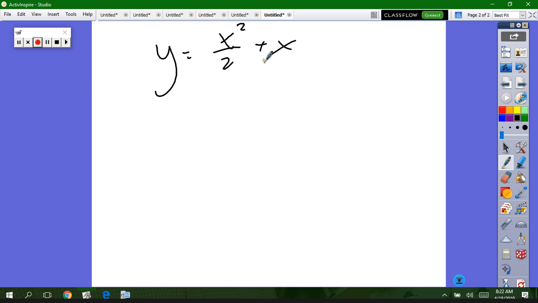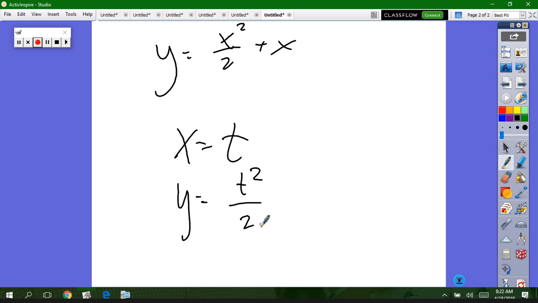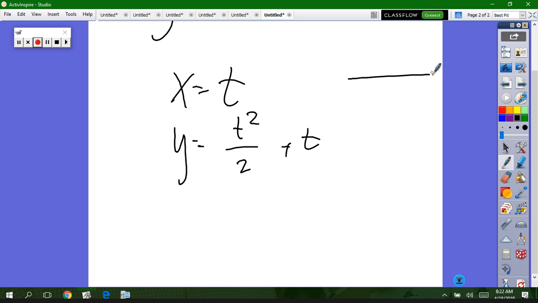So like, for example, if I said X is T, what is Y? What do you guys think? X is T. Oh, somebody's got it. Oh, we just changed into parametric. Okay? So notice both X and Y are in terms of one variable. Does that make sense?